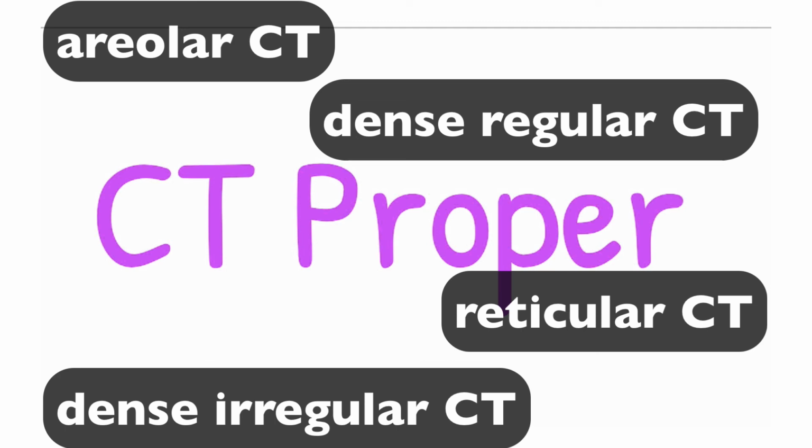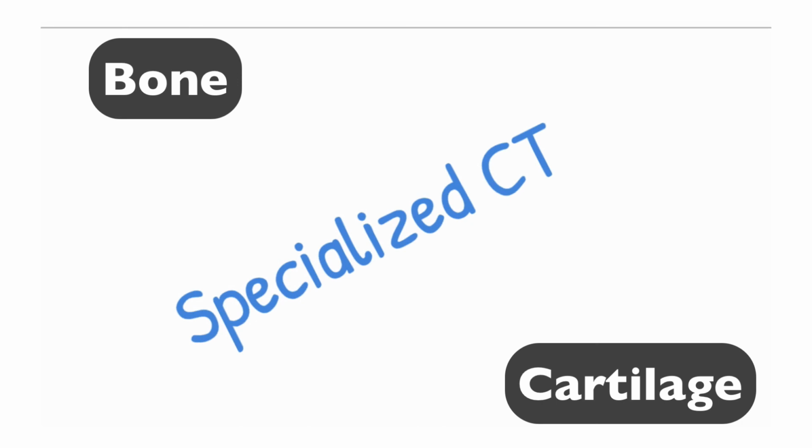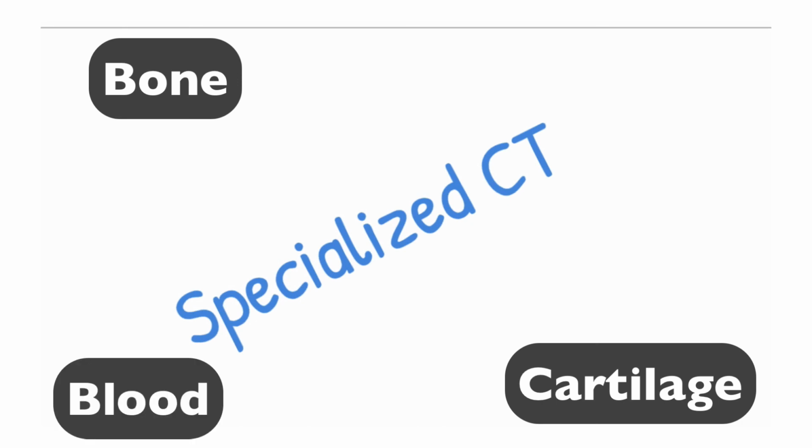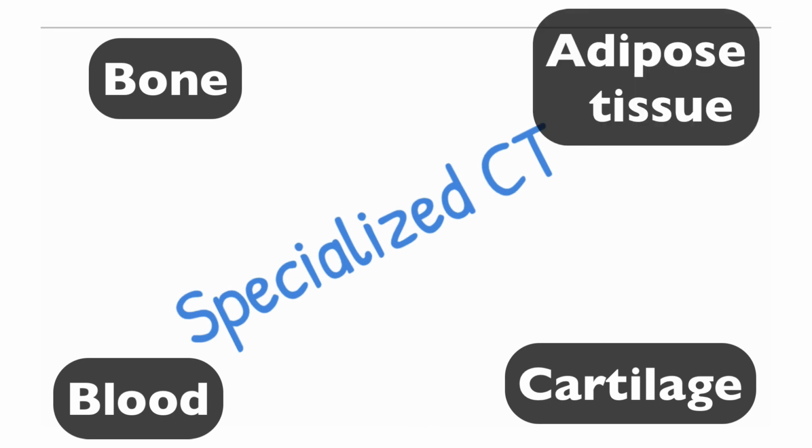And then we have dense irregular connective tissue where the fibers are running in different directions. It resists unpredictable stress from varied directions. And we find this in the dermis and the capsule around organs. Specialized connective tissue includes bone, cartilage, which we'll talk about in detail in the subsequent videos, blood, which we'll talk about in detail when we get to the cardiovascular system, and adipose tissue. Adipose tissue serves as an energy storage within the cells of adipose tissues known as adipocytes. They also offer thermoregulation, cushioning, and support of our body.